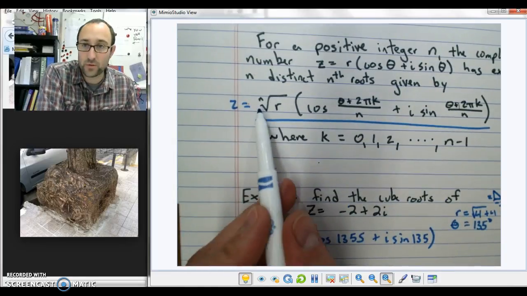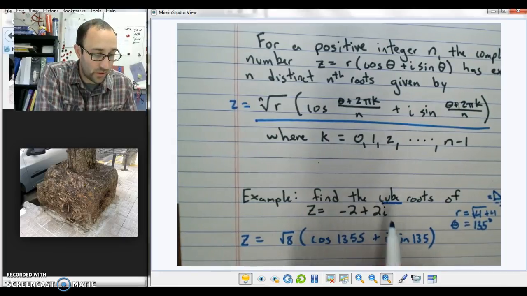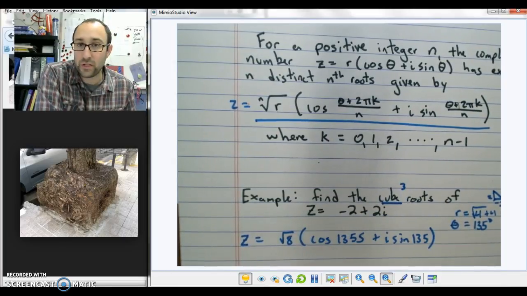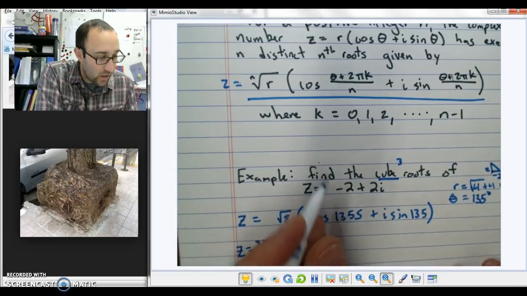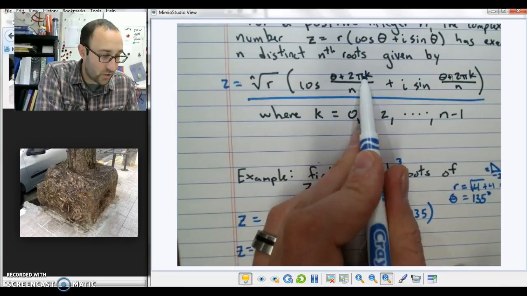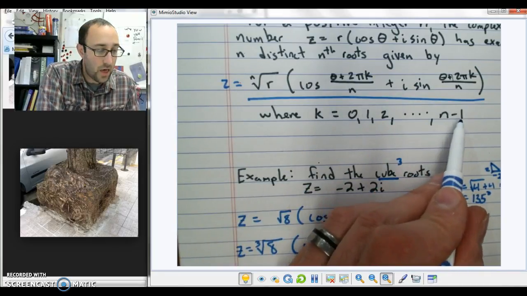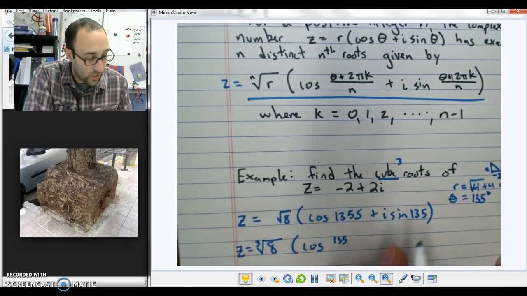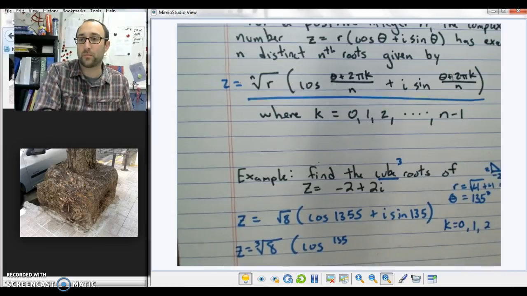Okay, so now we're going to use this formula. n is the number of roots. Since we're talking about cube roots, that really means 3. So that means I'm going to take the cube root of 8, times cosine of the theta that I have, 135, plus 2 pi k, where k are all the numbers less than n. So if I'm talking about cube roots, I should say that k is going to equal 0, 1, and 2.